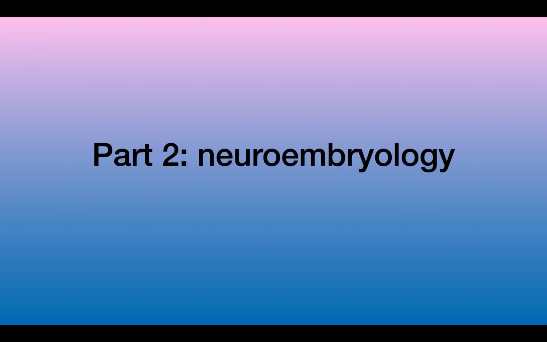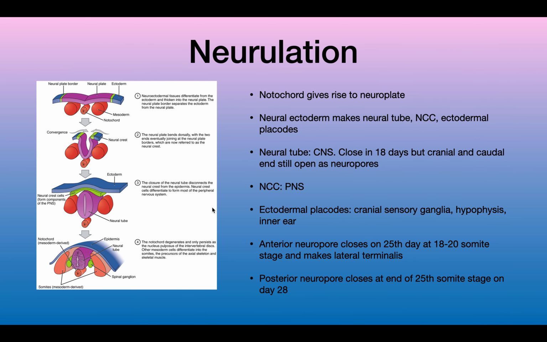Okay, so let's go through this really fast. Remember, there's going to be the notochord, and that gives rise to the neural plate. And then the neuroectoderm will make the neural tube, the neural crest cells, and the ectodermal placodes. And the neural tube is the precursor to the central nervous system. It closes in 18 days, but the cranial and caudal ends are open as the neuropores. The neural crest cells will eventually make the peripheral nervous system.